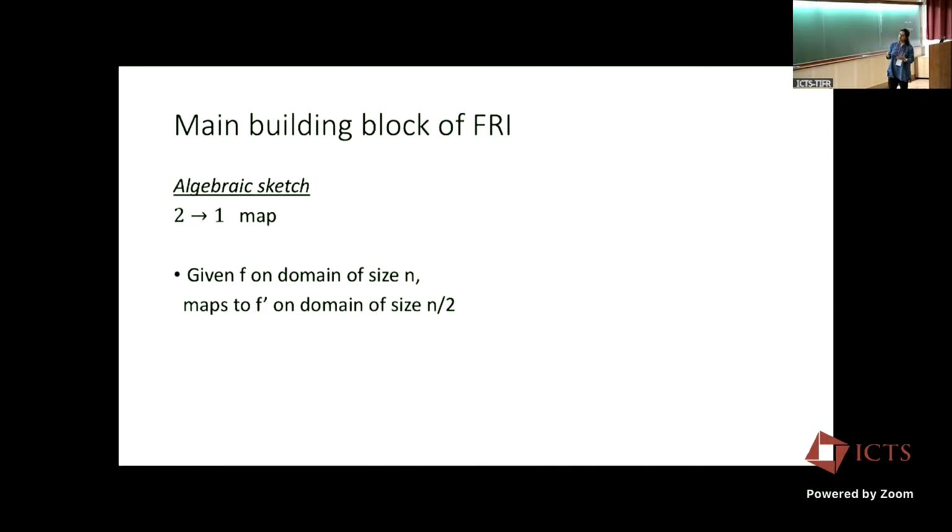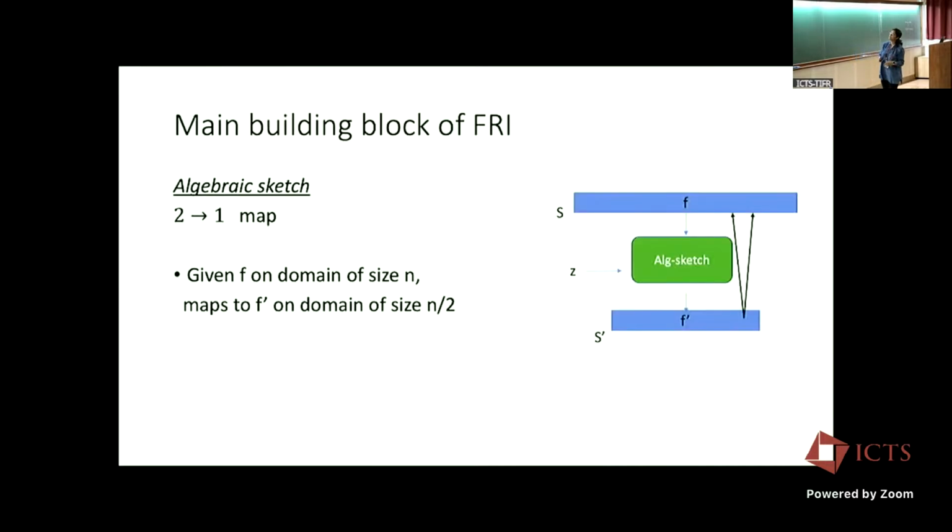So I'm going to tell you this protocol, or at least a high level of the protocol, but the main building block of the protocol is a 2-to-1 map. I'm given a function f on a domain of size n, and I want to test if f is low degree. And the main building block is a scheme for reducing checking if f is low degree on a domain of size n, to checking if another function f prime is low degree on a domain of size n over 2. So after one round of the protocol, you kind of halve the domain, and then you iterate this log n times, and that's how you build the protocol.